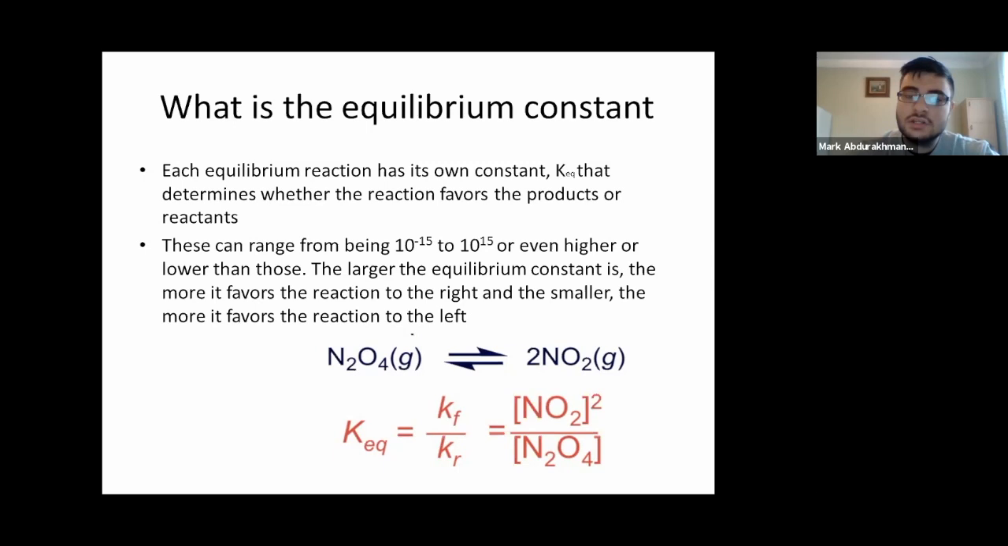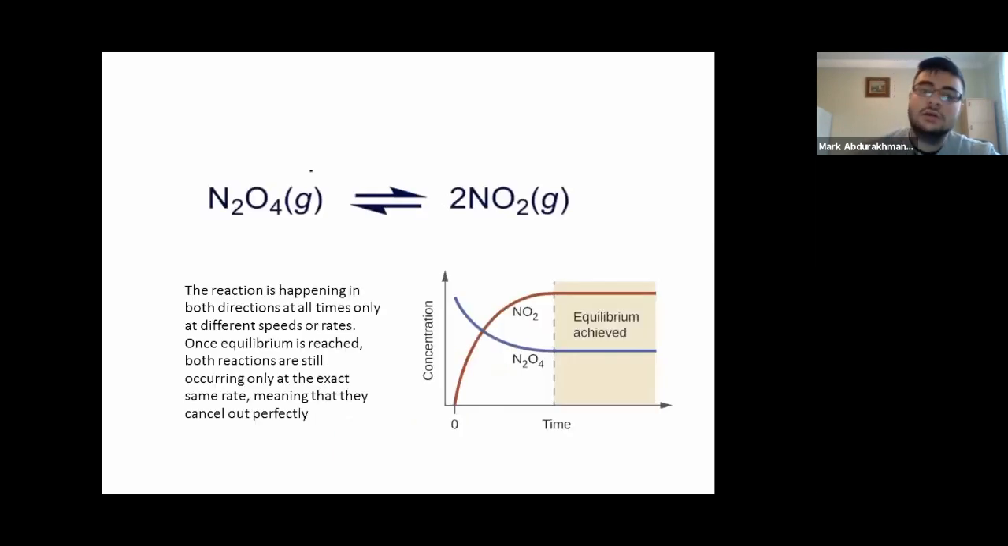Using the equilibrium constant, you can determine which way the reaction will favor, whether it will favor the products or the reactants. So again, as you can see here, this reaction based on this graph favors the products, because when it reaches equilibrium, there are more products than there are reactants. Okay, so that's what we mean by it favors the products.